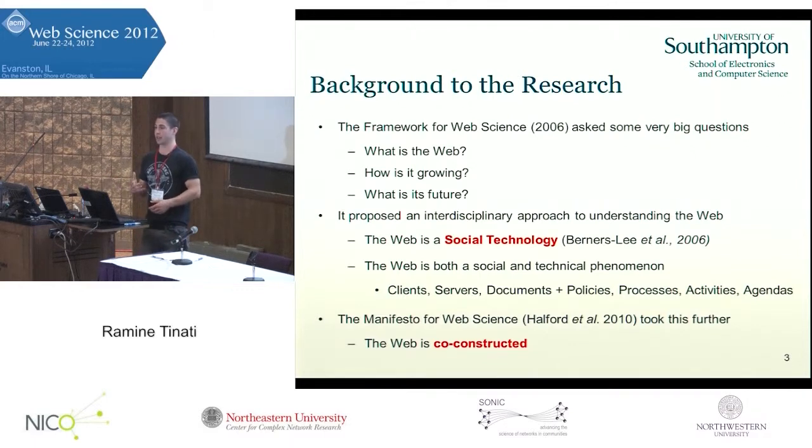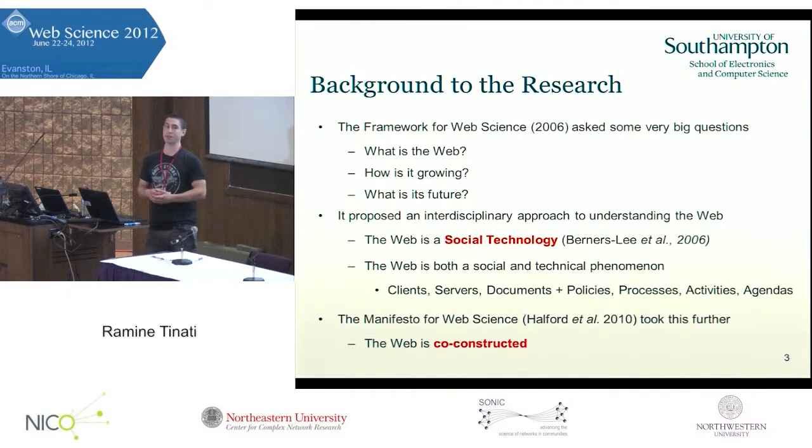And they identified it early on as the social technology. What I mean by this, and what they meant by this, is that it consists of both social and technical phenomena. It is these people, these technologies working together, it's policies, it's processes, it's people with agendas, it's even technologies driving and shaping the way the web is.